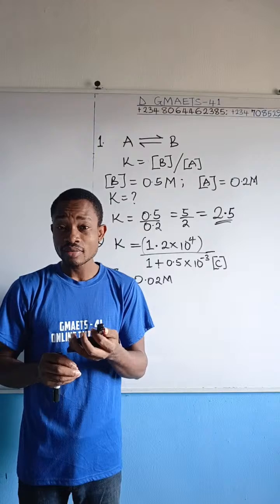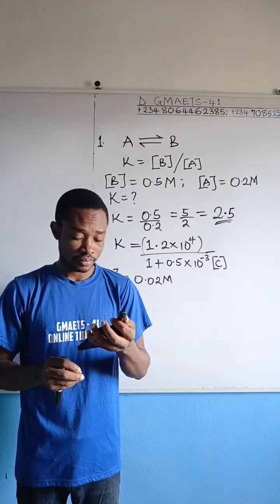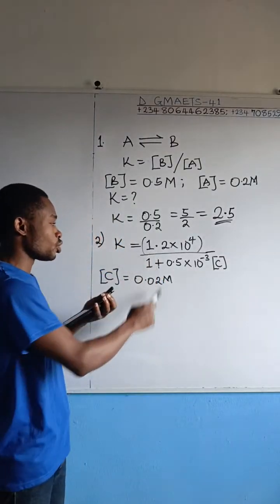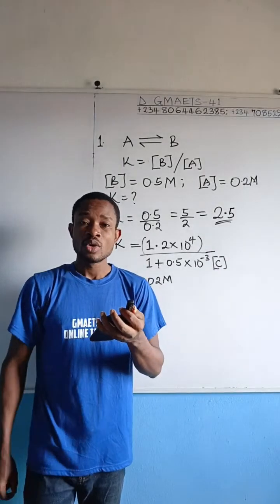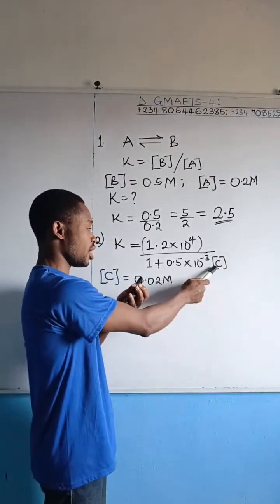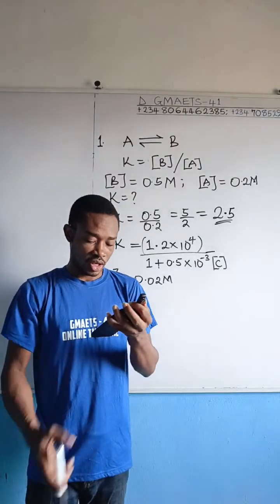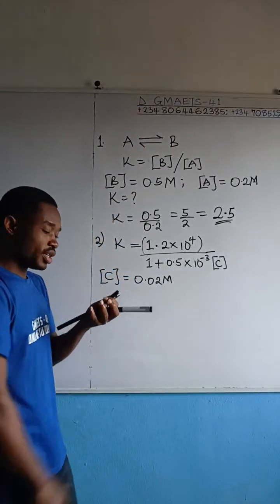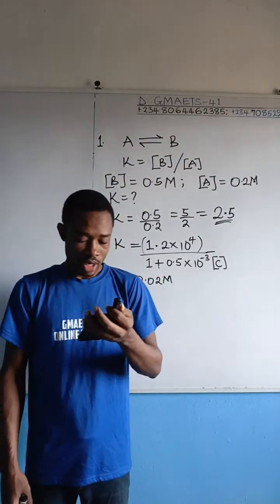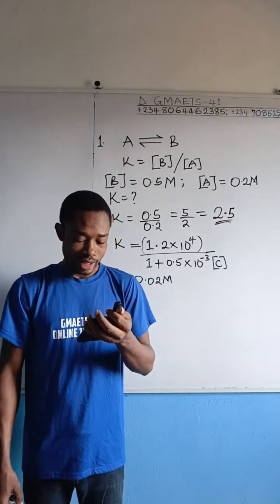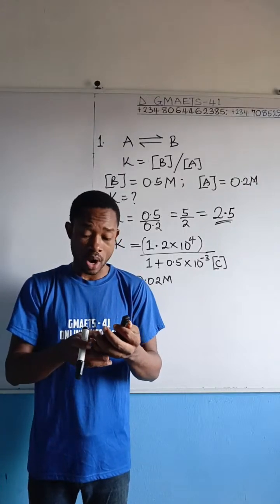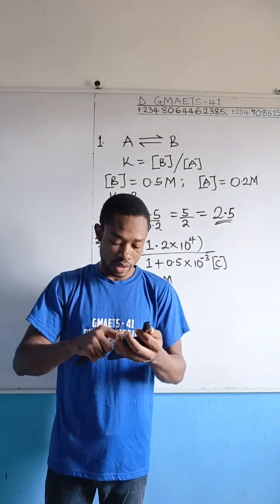Can I read the question once again? Follow through. I'm going to be fast this time around. The equilibrium constant K for a reaction is given by K equal to 1.2 times 10 to the power of 4 all over 1 plus 0.5 times 10 to the power of minus 3, then times concentration of C, as you see here. If concentration of C equals 0.02 molar, what is the value of K? Then we have the options: A, 1.2 times 10 to the power of 4, B, 1.0 times 10 to the power of 4, C, 0.8 times 10 to the power of 4, and D, 0.6 times 10 to the power of 4. Now, how do we deal with this question?